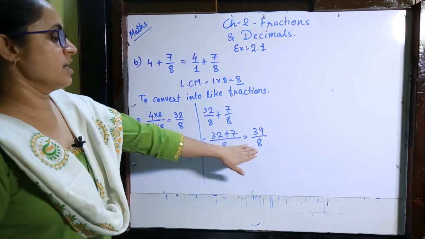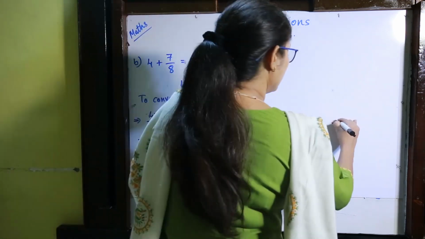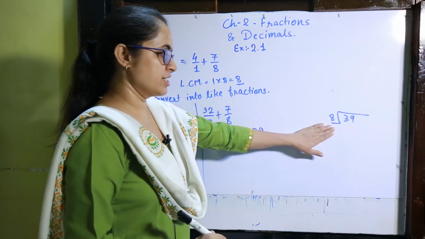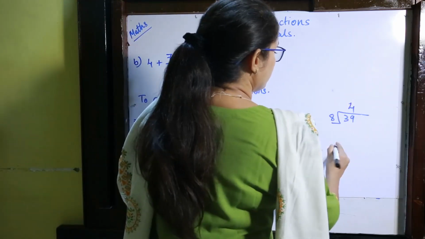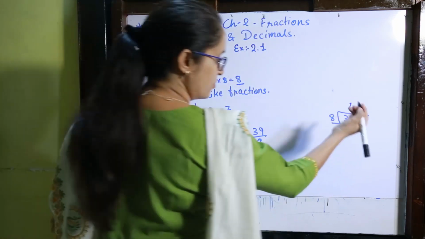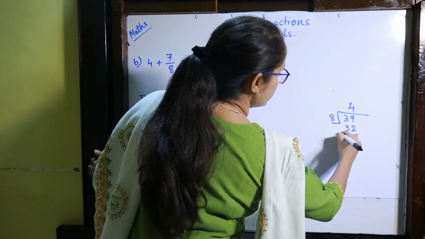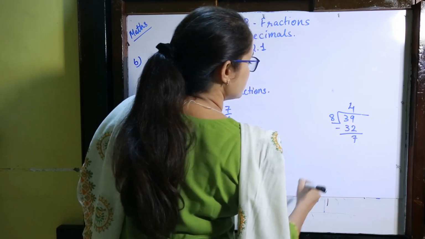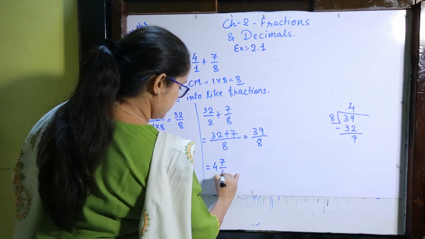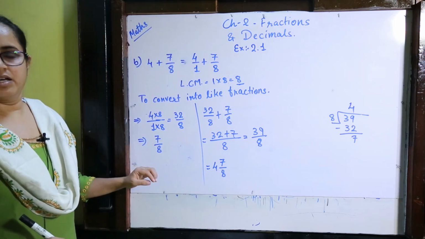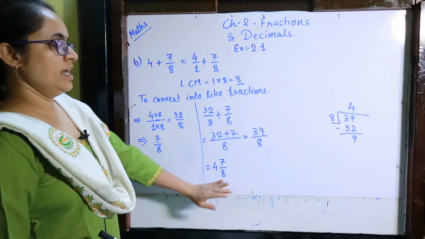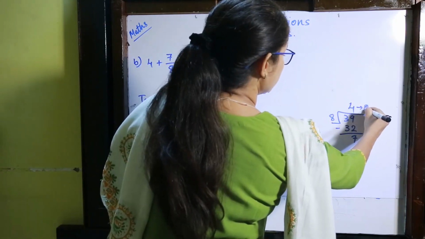8. Now this is again an improper fraction, you have to convert it into a proper fraction. So to convert into a mixed number fraction, you have to do this division, okay. So 8 4s are 32, 8 5s are 40, so 8 4s are 32 and the answer is 4 7 upon 8. 4 7 upon 8 is the answer of the question, okay.